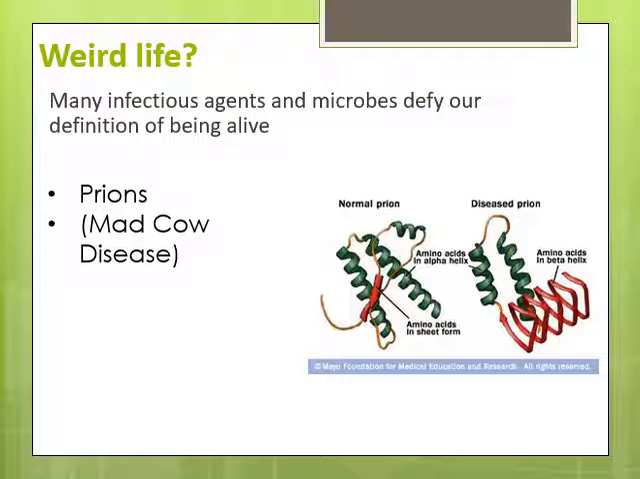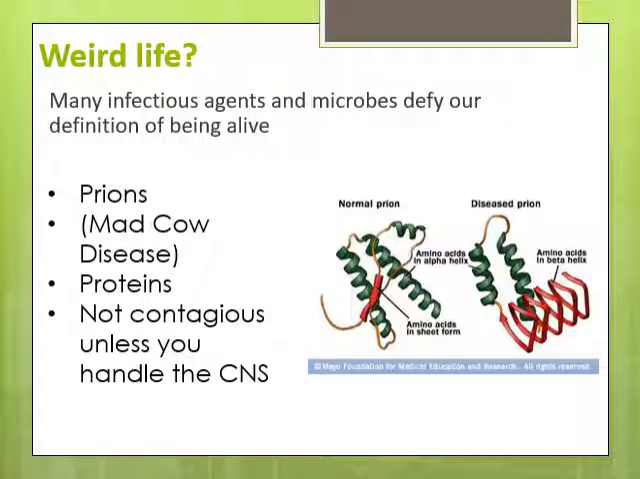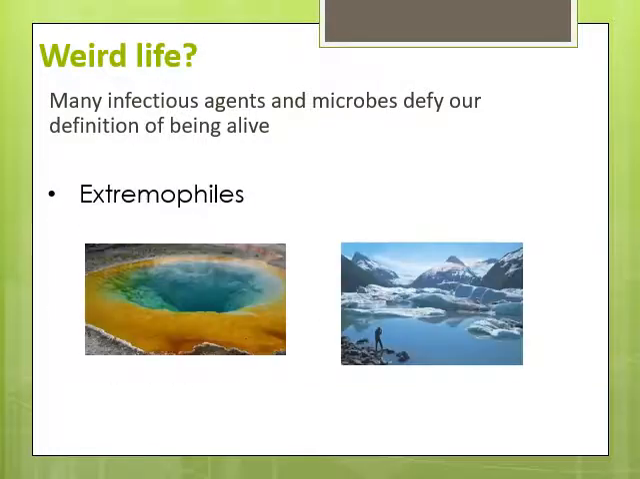But again, prions that are responsible for mad cow disease are basically proteins, and they're not contagious unless you handle the CNS. So they aren't contagious just passing around, unless they're kind of the same with COVID, right? COVID, you have to inhale it through your respiratory system or your eyes. It's not usually just like if you touch something on your hand, it's going to work its way into your body. So again, it's kind of a weird life. It defies our definition of being alive to some extent, but it doesn't quite fit everything.